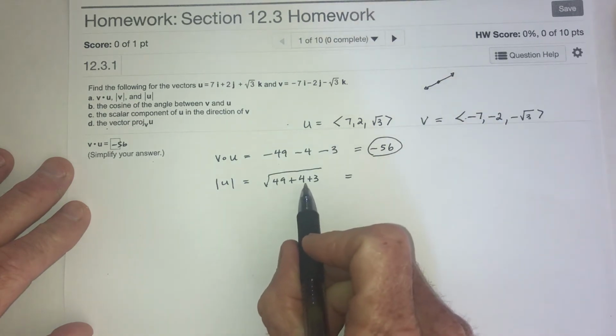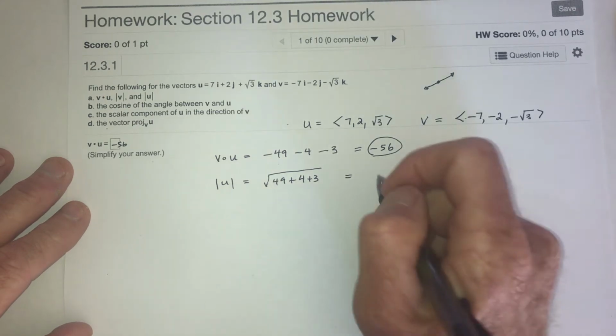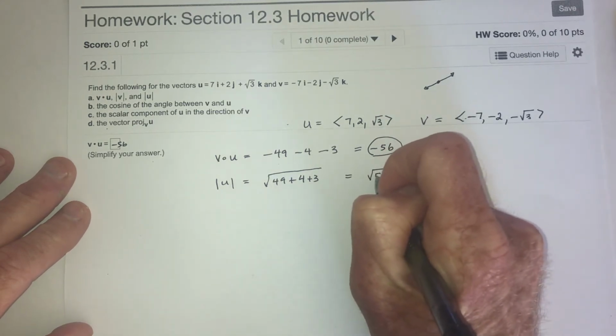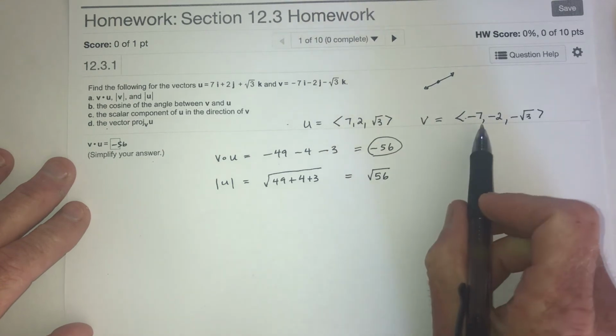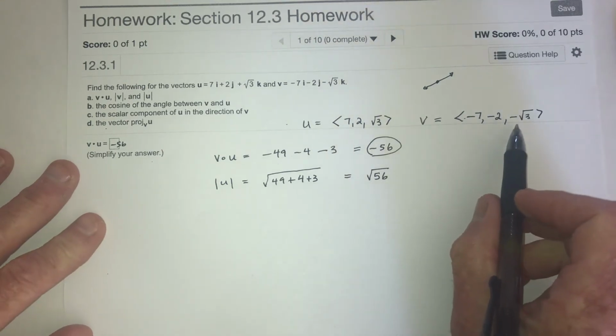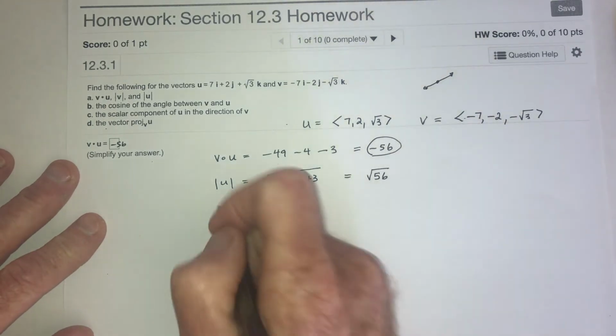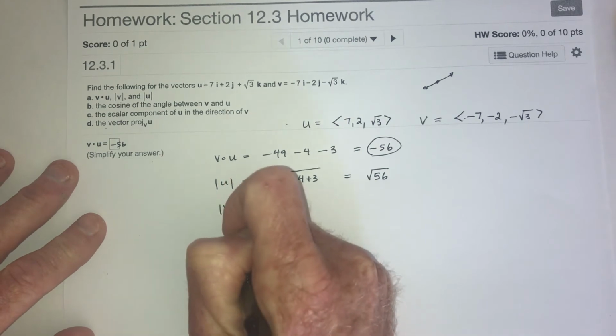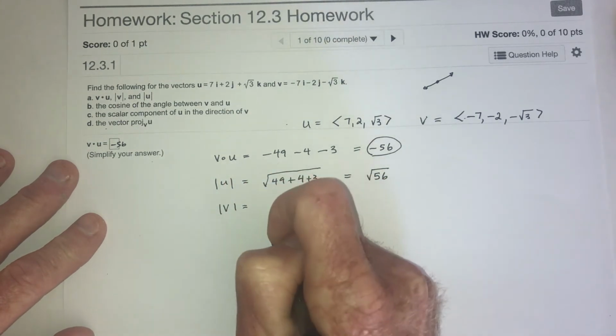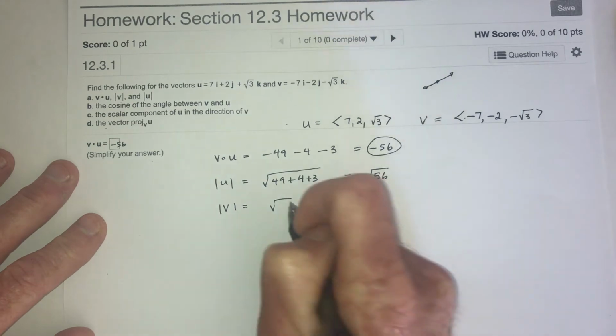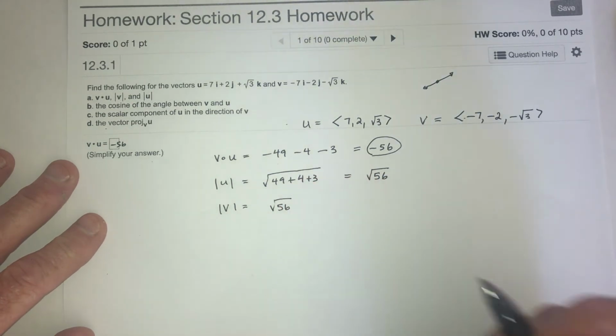So that would be, oh, it's 56. Strange coincidence. Square root of 56. And because these are the same numbers except negative, when you do the length, you're going to get the same thing, because when you square the negatives, it will become positive. So it's going to turn out to be the same thing, the square root of 56.